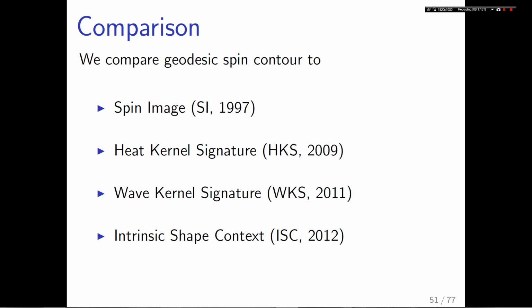And for other comparisons, we will compare to some other methods, like spin image, which is the closest to our method. I admit that this spin image is not so suitable for non-rigid registration, so we will use a local version. And the other three, HKS, WKS, and intrinsic shape context, are well known in isometric shape matching, and were designed in recent years.